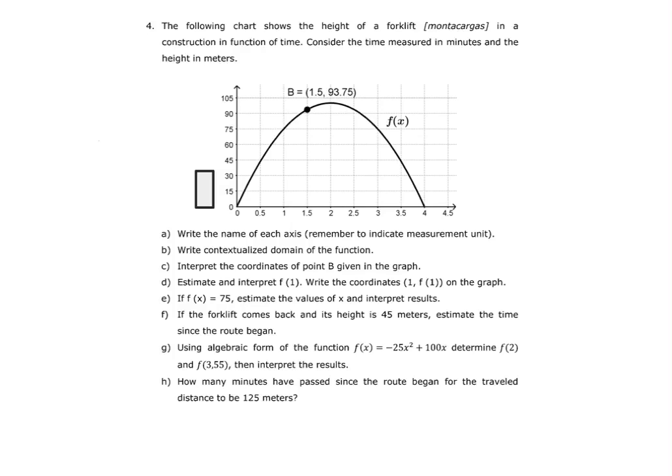The first part says, write the name of each axis, and remember to indicate their measurement units. The key to do that is to read this: the height as a function of time. That is kind of a set phrase, and it means that the x-axis, the independent variable, is going to be time, while the y-axis, the vertical axis, which represents the dependent variable, is going to be the height.